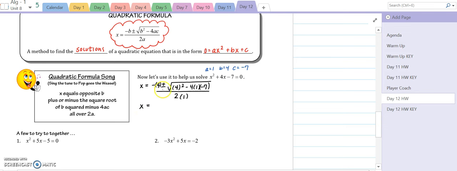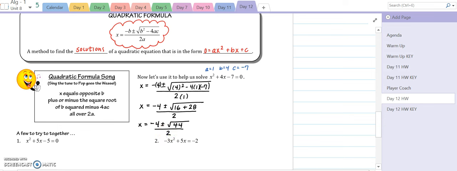So let's start with inside that square root, inside the radical. So 4 squared is 16. Then I have minus 4 times 1 is 4, times negative 7 is negative 28. So a double negative gives me that positive 28. That whole thing is being divided by 2 times 1, which is just 2. I can keep going. Negative 4 plus or minus the square root of 44 on top and 2 on bottom.